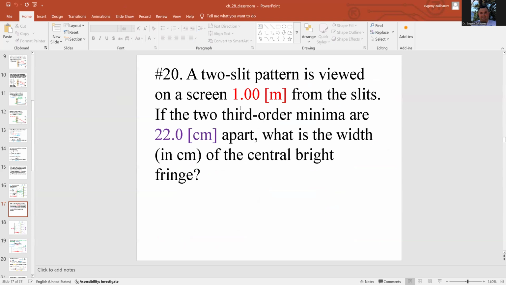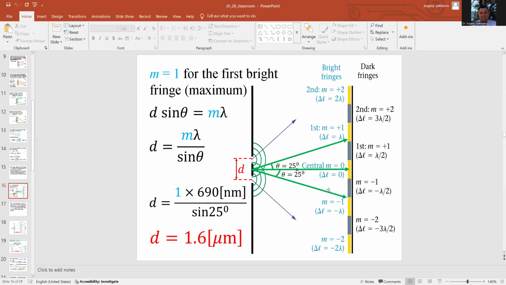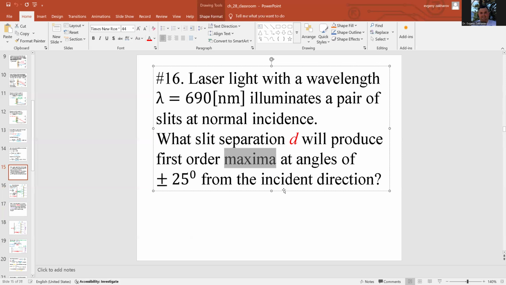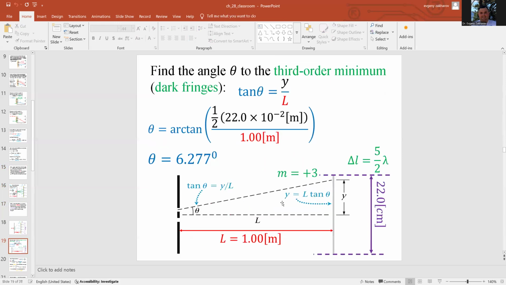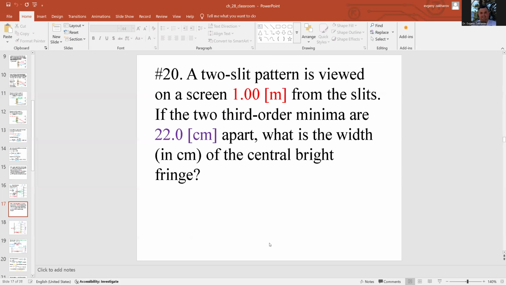Next problem, once again, double slit. The screen is 1 meter away, and it's now the third order, and it's minima now. See, it was maxima in the previous problem. Now it's the minima, and it's 22 centimeters apart. What's the width of the central bright fringe?